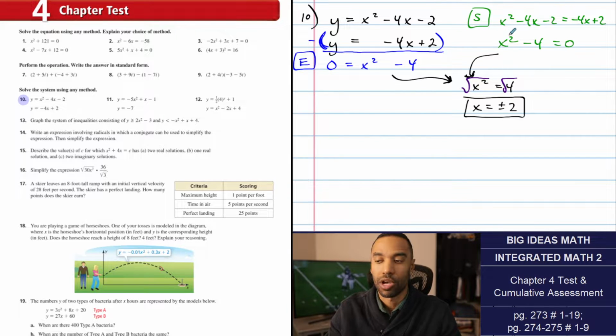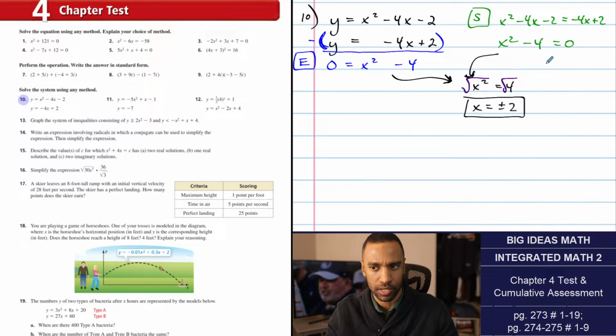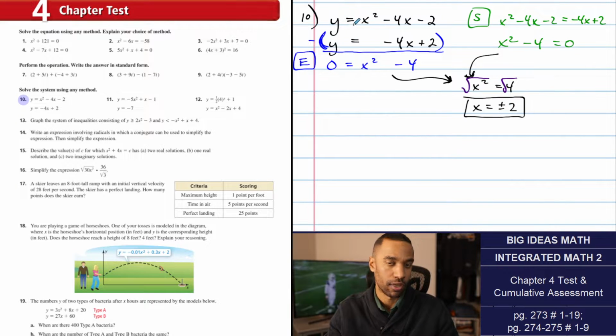But we're not done. Solving the system requires that you find the y's that go with these x's. Basically, what x's can go into either equation to get you the same y out. And there's more than one answer. I could plug in 2 to here to get the same y. What are those y's? We'll figure it out. You can plug in negative 2.